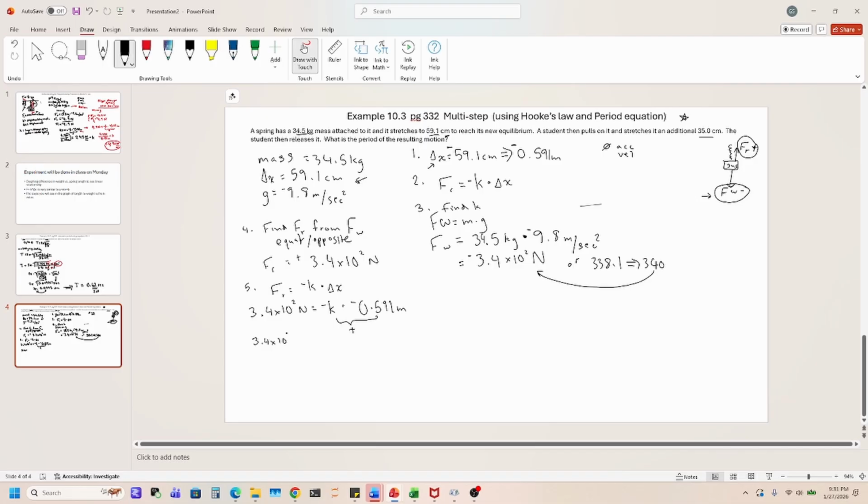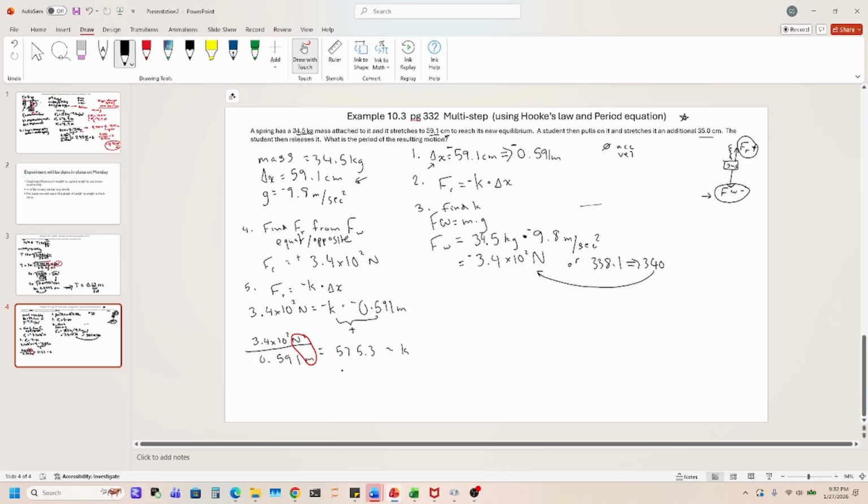3.4 times 10 squared newtons divided by 0.591 meters. So here, I'll just highlight this in red. We've got our unit for our spring constant, or our proportionality constant, of newtons per meter. So we're looking good so far. Now all I have to do is divide all this together. I'm going to see on the calculator that it's probably going to look something like 575.3. And that's our value for k.